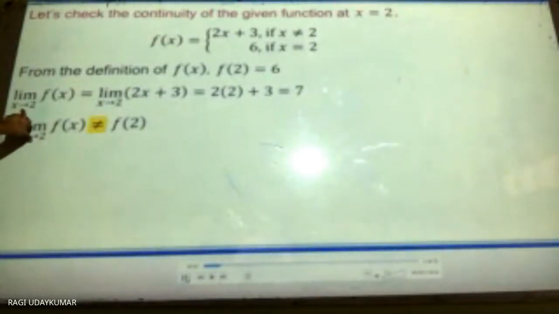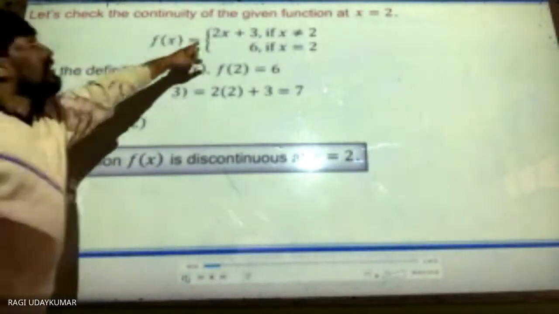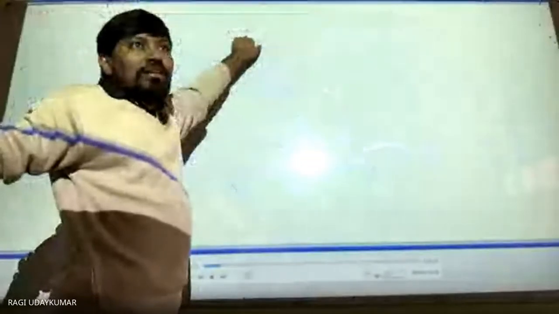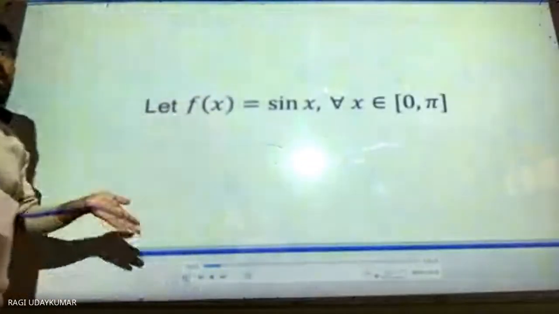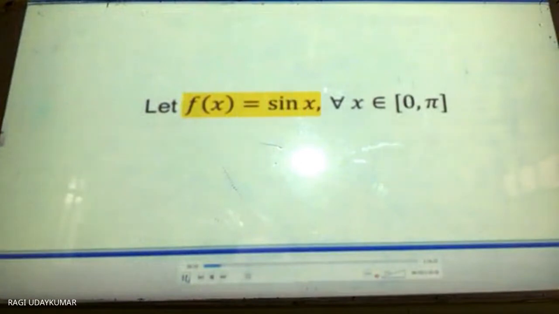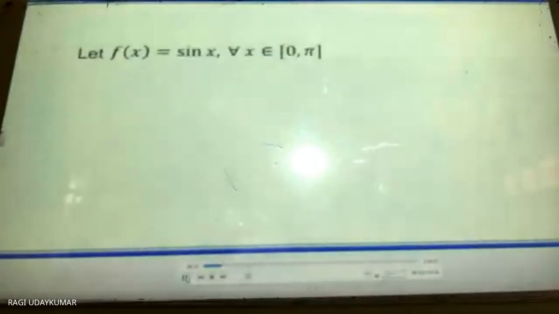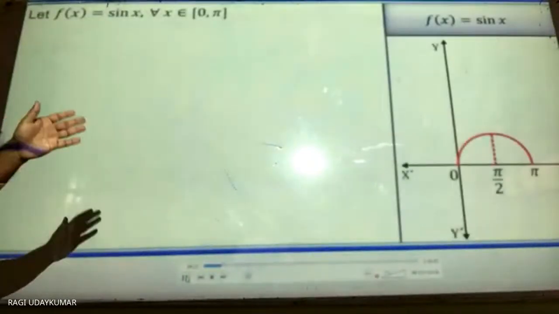But here the left hand limit and right hand limit are not found separately, because both are equal. For less than 2 and greater than 2, you need to take the function as this one only. The function is not different for less than 2 and greater than 2. So that's why directly the function is taken into consideration. Now the next function is sin x. Whether sin x is a continuous function in the interval of the graph.